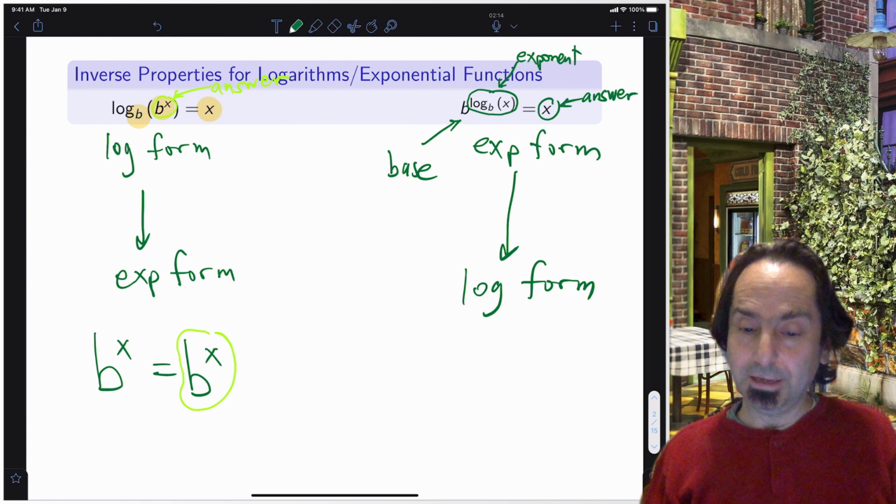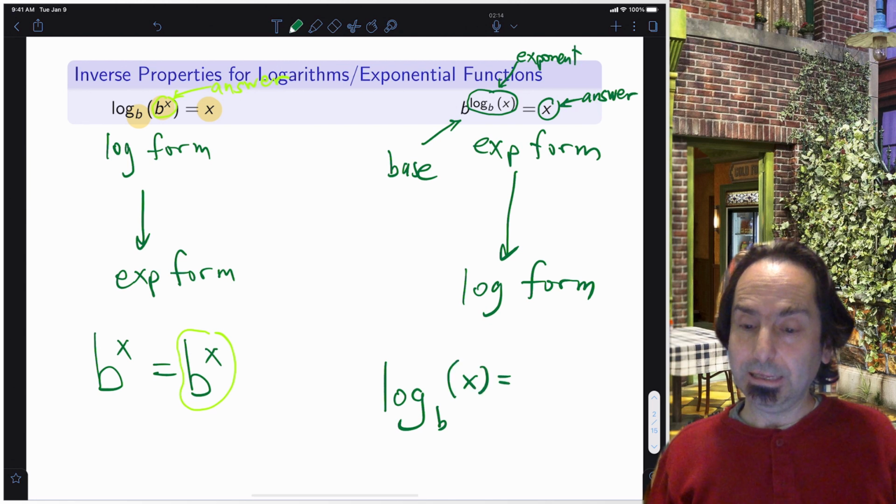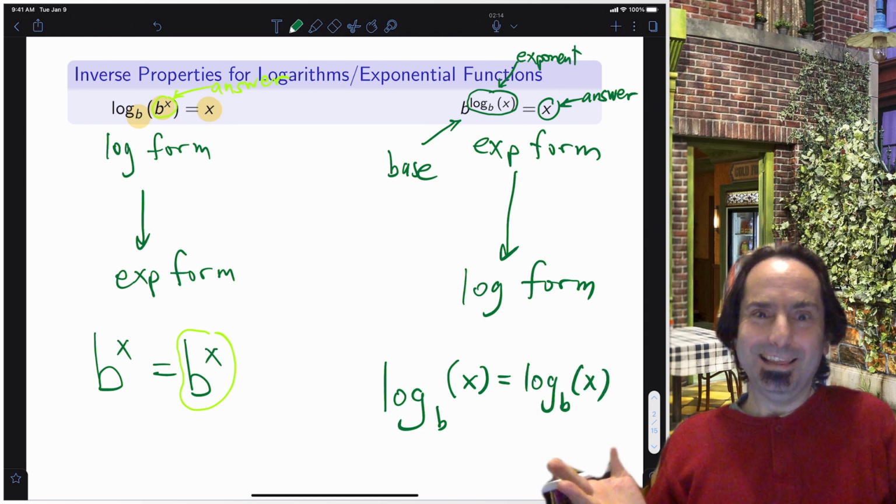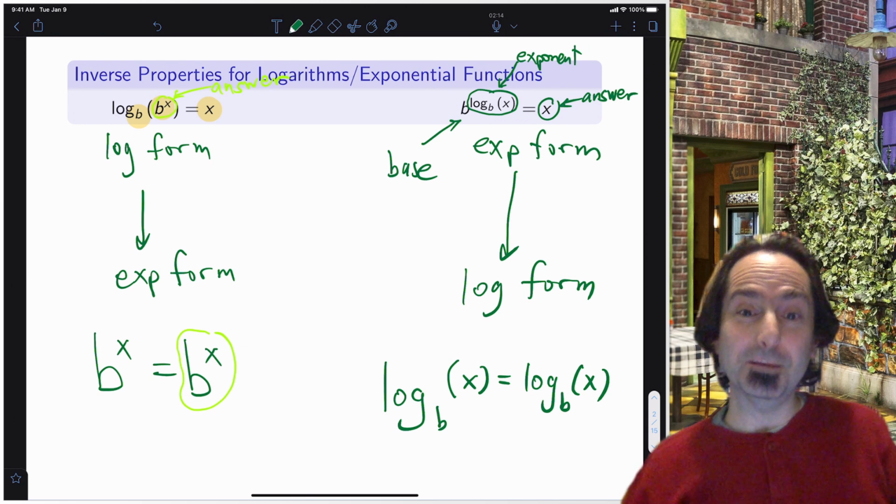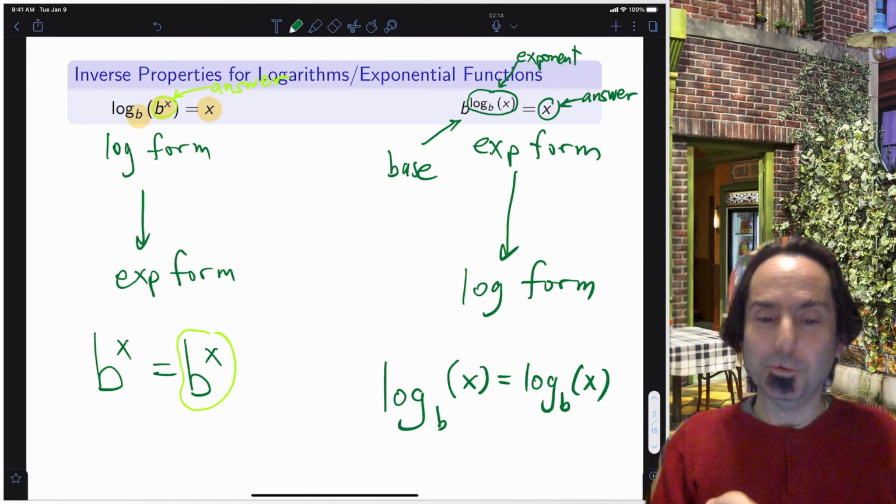Well, this is just saying that log, what's the base? The base is b. What's the answer? The answer is x, equals the exponent, which is log base b of x. What? Log base b of x equals log base b of x? Well, of course it is.